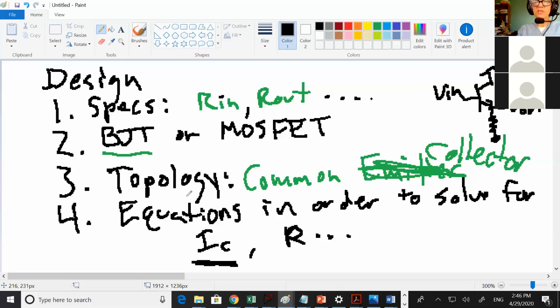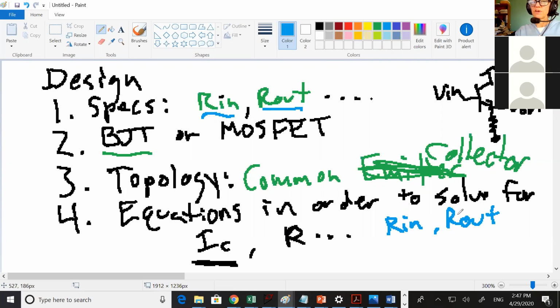Okay, but for this, you're gonna need to find some equations. You're gonna do small signal analysis and find some equations. Which equations do you need to find? R in. Exactly. So whatever specs were given to you, those are the equations you need to find. So now you've got your circuit. You need an equation for R in, and you need an equation for R out.